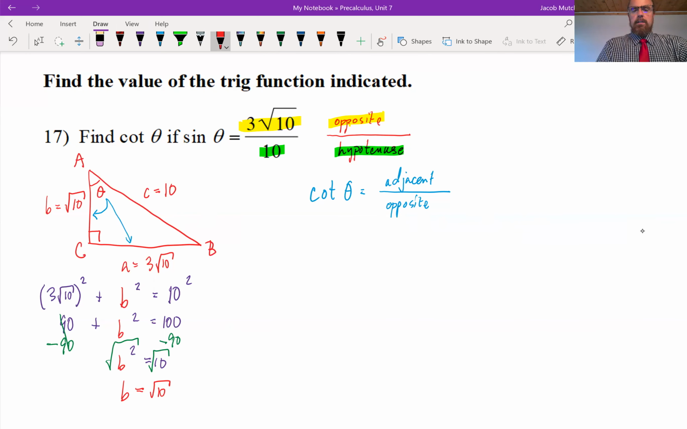Once I've got the side lengths, now I'm ready to calculate cotangent. So we'd already defined it. It's adjacent over opposite. So it's going to be the square root of 10. That's my adjacent side length here at B, divided by the opposite side length, which is 3 times the square root of 10. And I've got my ratio. All I've got to do is reduce. So I see I have a square root of 10 above and below. It'll cancel by division. And the ultimate value of cotangent of theta here is going to be 1 over 3.